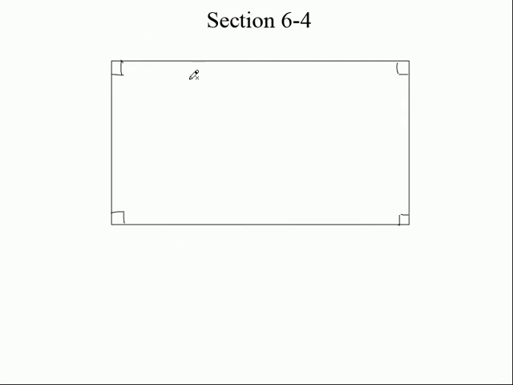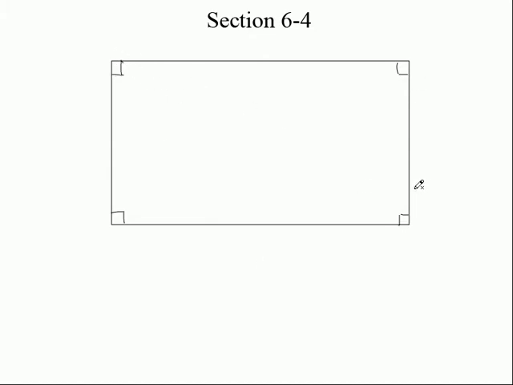So this is now a rectangle because all four angles are right angles. It's a quadrilateral with all four angles being right angles. I challenge you to draw a quadrilateral with all four right angles, and it doesn't look like a rectangle. You can't, okay? It will look like a rectangle every single time.